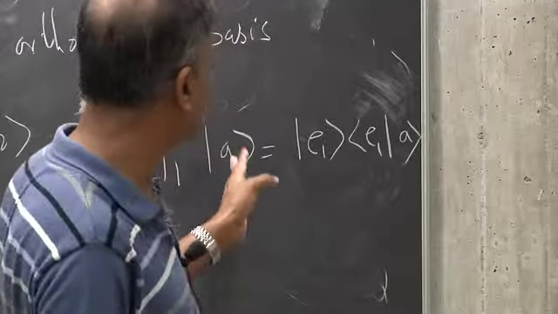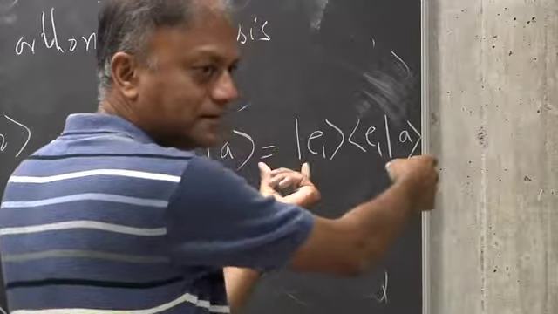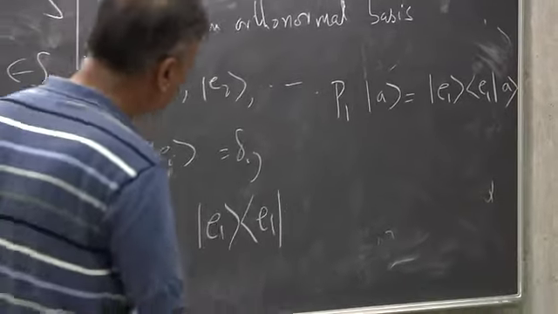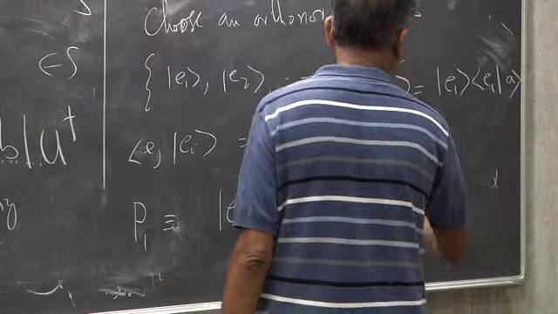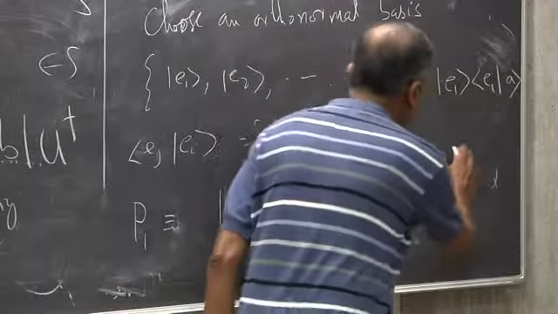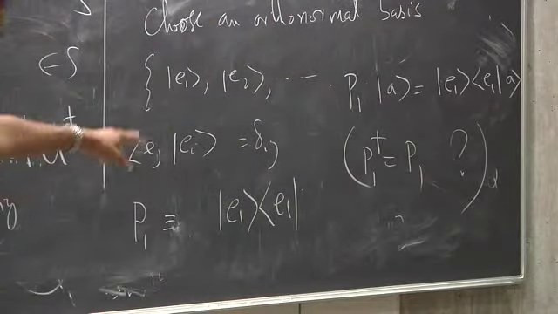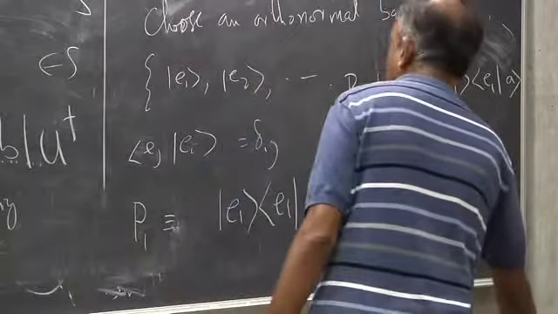And it's linear. You can see that it's linear in A here. A appears only linearly on both sides, right? So it's a linear operator. You can also show that this is Hermitian, P1 dagger is equal to P1. Please check this, just using the orthonormality property. So this is an operator.